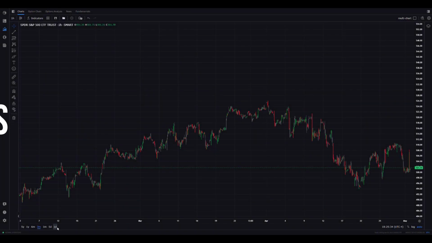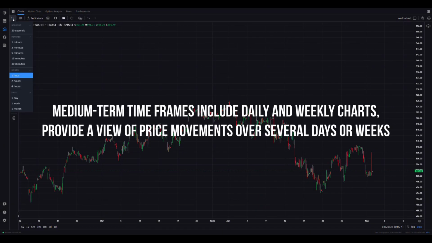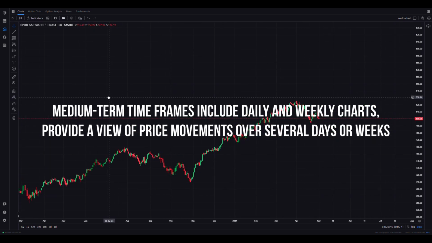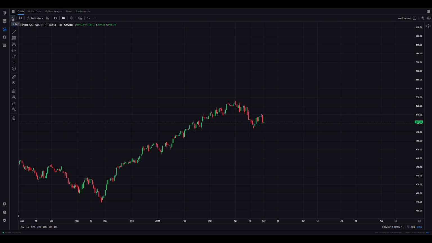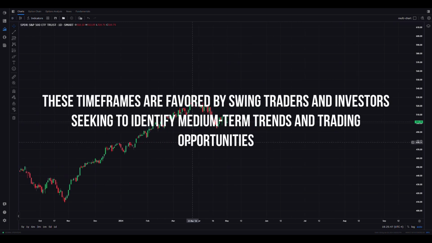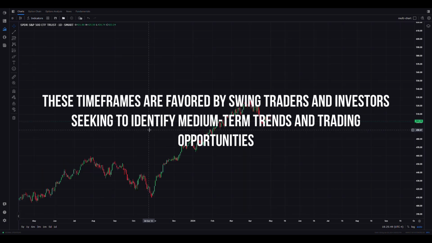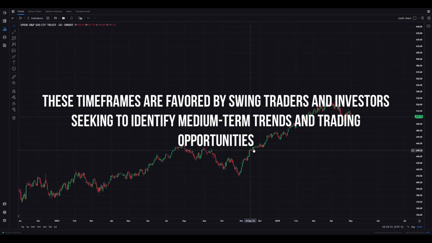Medium-term timeframes. Medium-term timeframes, including daily and weekly charts, play a crucial role in providing an extended view of price movements over several days or weeks. These timeframes are favored by swing traders and investors seeking to identify medium-term trends and trading opportunities.